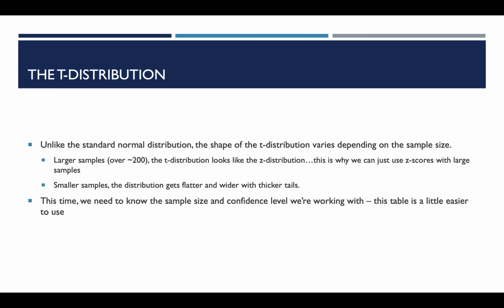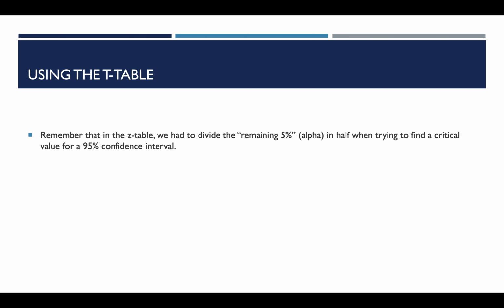So this time we need to know the sample size and the confidence level we're working with. And you'll see that once we know these things, the t-table is actually a little easier to use, at least in my opinion. All right, so how do we use this table? Well, you'll remember that in the z-table, we had to divide the remaining 5% if we were calculating a 95% confidence interval in half. And that's because the z-table only looks at probabilities in the right-hand tail.